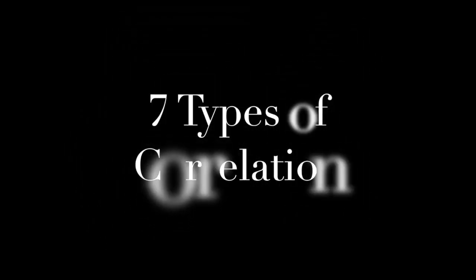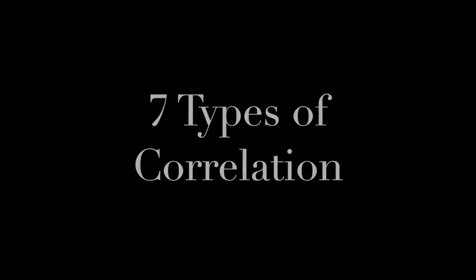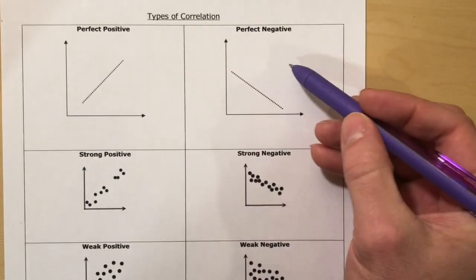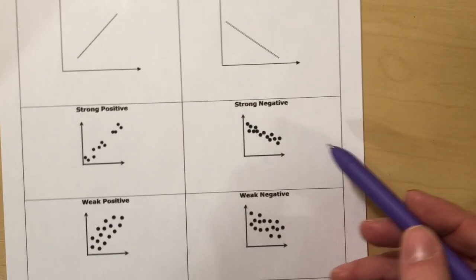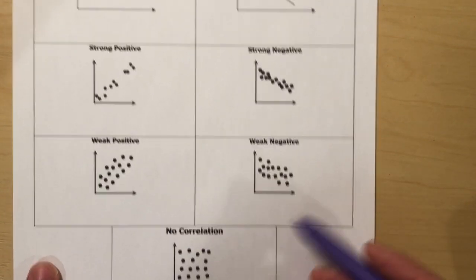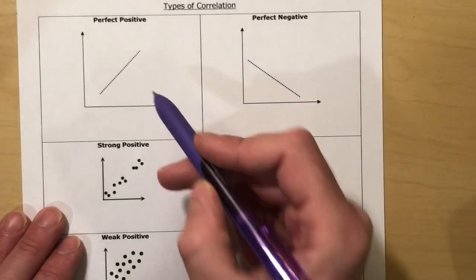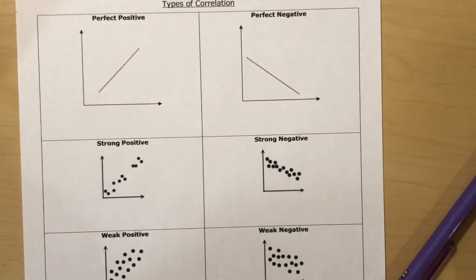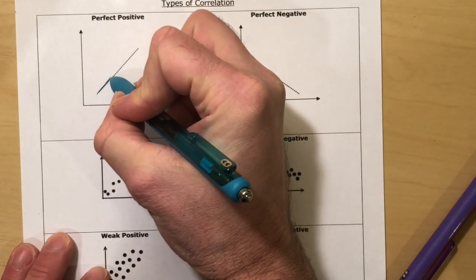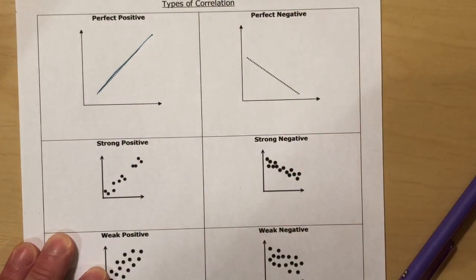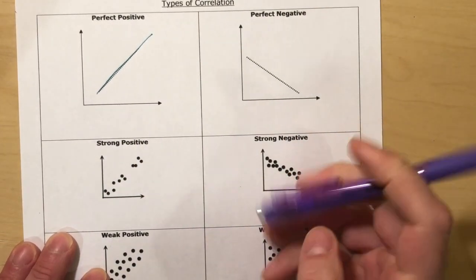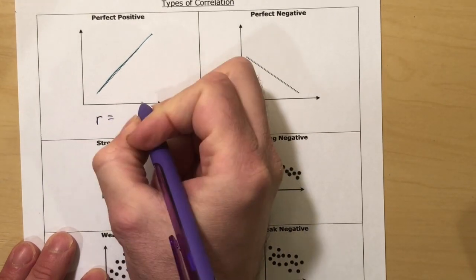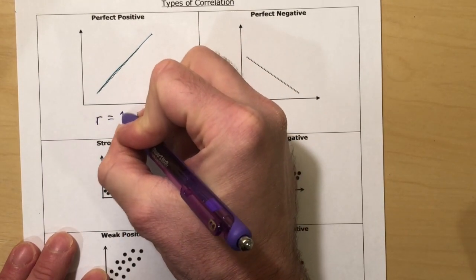Types of correlation. So we can have perfect positive, perfect negative, strong positive, strong negative, weak, and no correlation. Perfect positive correlation, if you drew a line through the points, every point would be exactly on a perfect line. And the R value for perfect positive would be R equals positive 1.